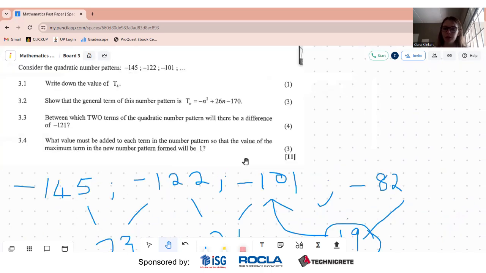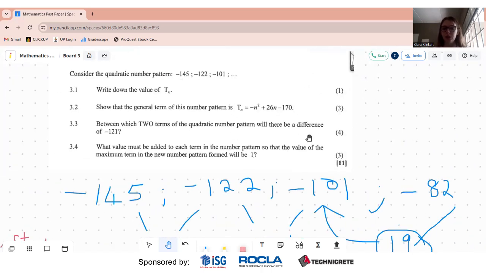Now, the general term of a quadratic sequence is not on the formula sheets. I'll show you quickly. This is the paper I'm using. And then on the last page is the information sheet. And in the blue block are all our formulas to do with sequences and series. And we've only got a general term for an arithmetic and a general term for a geometric. So we don't have one for a quadratic sequence.